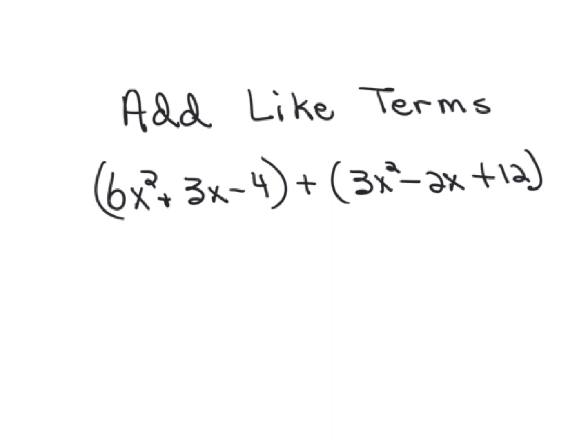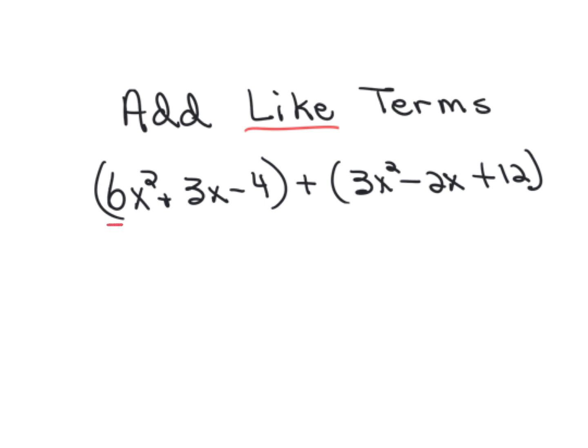Right, the first type that we're going to go over is adding polynomials. When we add polynomials, we add what are called like terms. Like terms are terms that have the same variables raised to the same degree. So the first thing that I like to do is to underline your like terms.